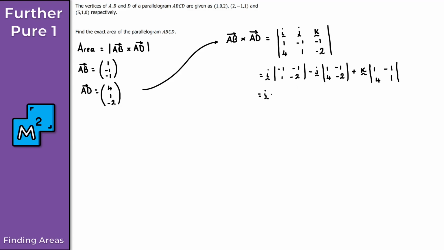That would be 3i. Let's write it down again, just to save a little bit of time. So we get 3i there. We then have -j. For this determinant, I get 1 times -2, so that's -2 minus -4. So -2 plus 4 gives me 2, times -j, I get -2j. And then finally for k, I do 1 times 1, which is 1, minus -4, so I get 1 plus 4, so that's 5. So we get 5k there.